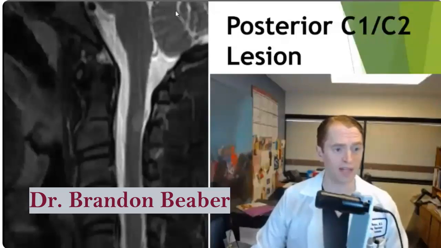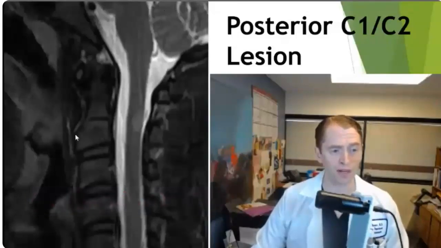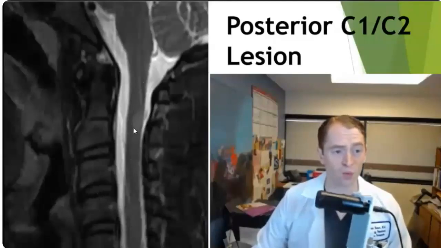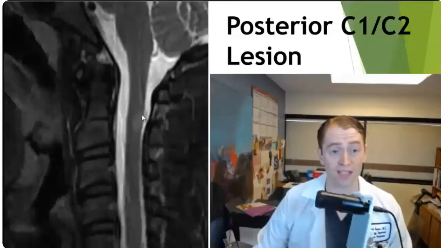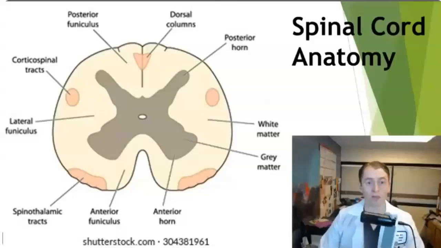Here you can see the brainstem, the bones or vertebrae of the spine, the discs in between. Here is the spinal cord, and this white area represents a lesion consistent with transverse myelitis in the back or posterior of the spinal cord at the C2 level. We'll look briefly at the anatomy of the spinal cord so we can understand the symptoms of transverse myelitis.